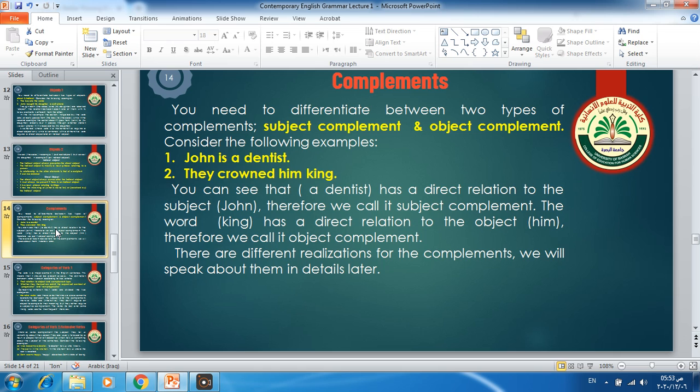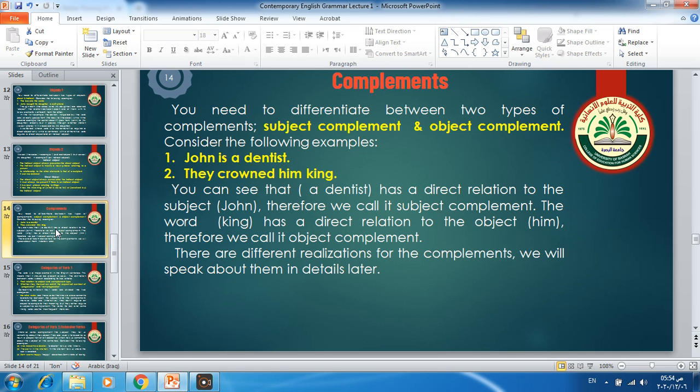Now we shall move to speak about complements. Of course, here also we need to differentiate between two types of complements: the subject complement and the object complement. Consider the following examples. John is a dentist. They crowned him king. You can see that a dentist, in the first example, has a direct relation to the subject John. Therefore, we call it subject complement.